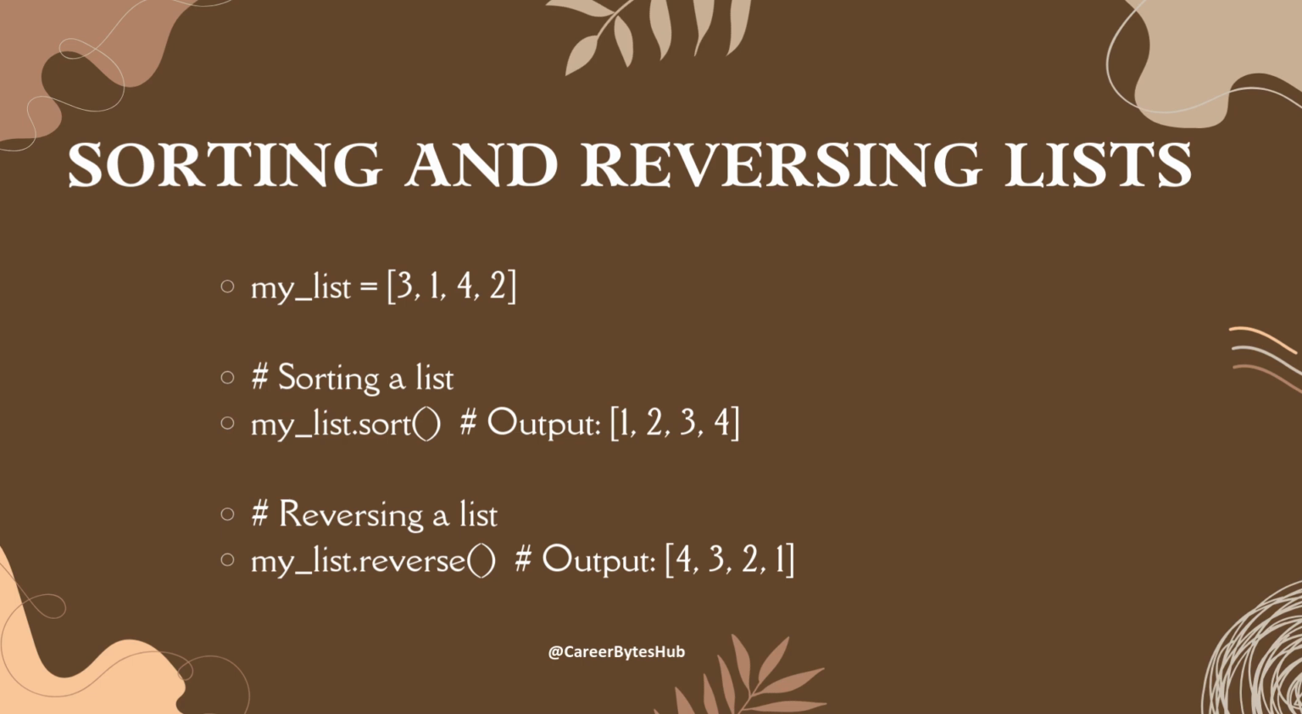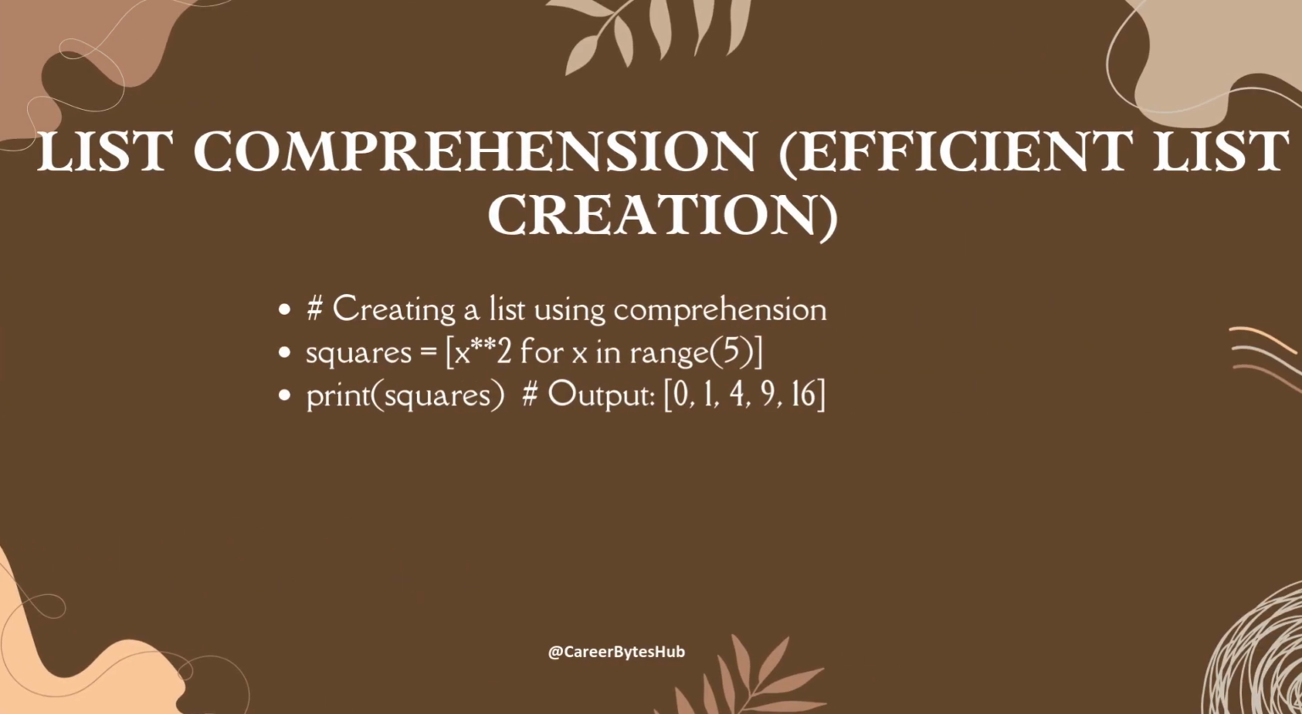As we have learned different operations on lists, now let's look at a more efficient way of creating lists using list comprehension. This allows us to generate lists in a single line using a concise syntax. It is particularly useful for transforming data quickly.